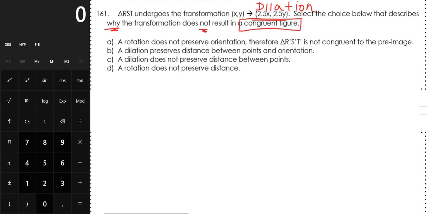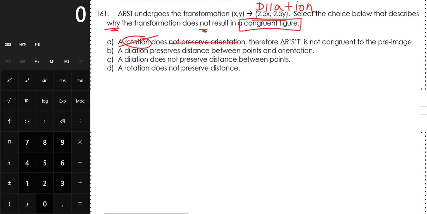Let's take a look at your choices. Choice A. A rotation does not preserve orientation. Therefore, triangle R prime, S prime, T prime is not congruent to the preimage. Well, we're not even talking about a rotation, but a rotation does make a congruent figure. So this whole part just does not make sense. Rotations do preserve size, and they do preserve orientation. So none of this is actually correct.